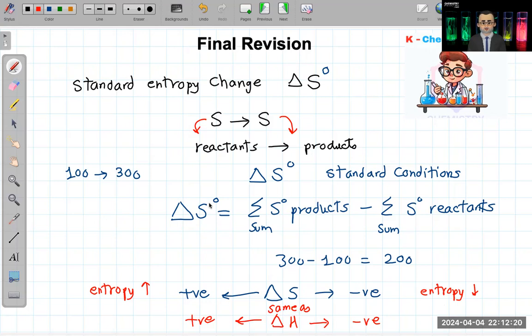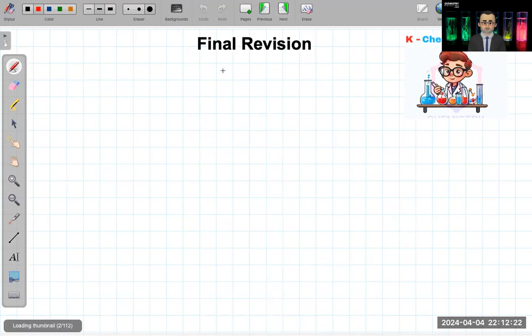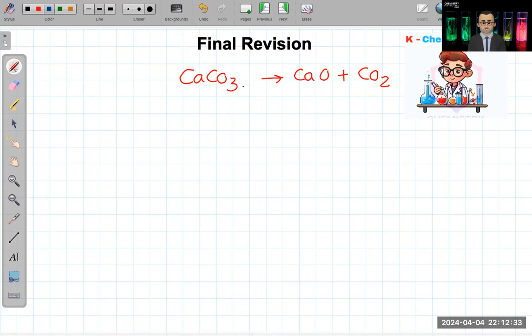And if you want an example for it, we can discuss the reaction of calcium carbonate and its breakdown or decomposition into calcium oxide and carbon dioxide. What is calcium carbonate, mister? This is a solid. And what is calcium oxide? This is a solid. And what is carbon dioxide? It's a gas.